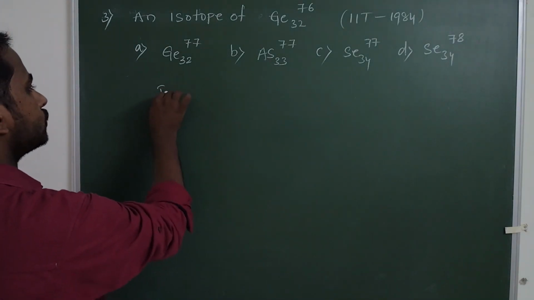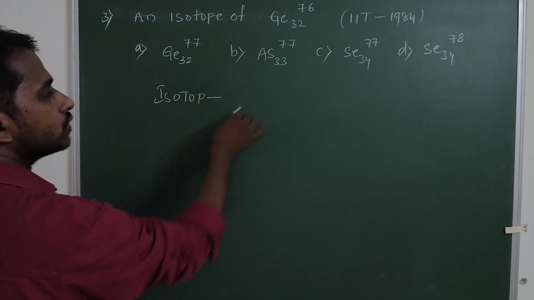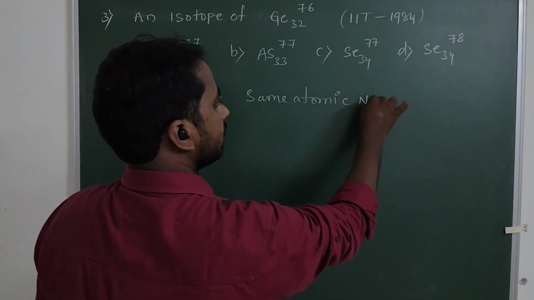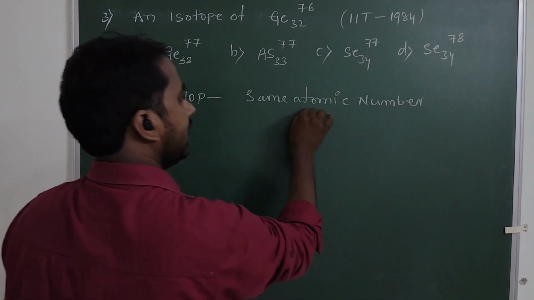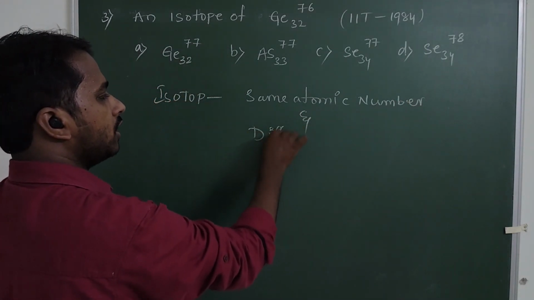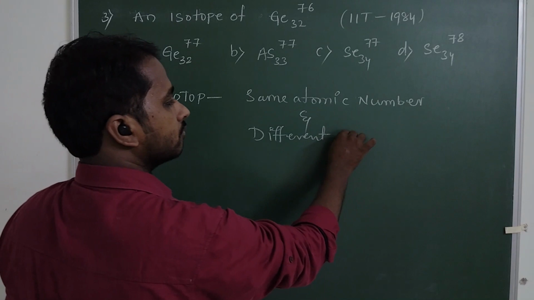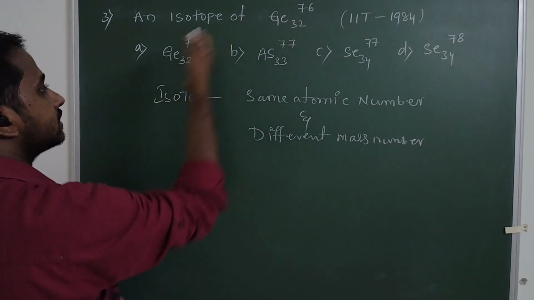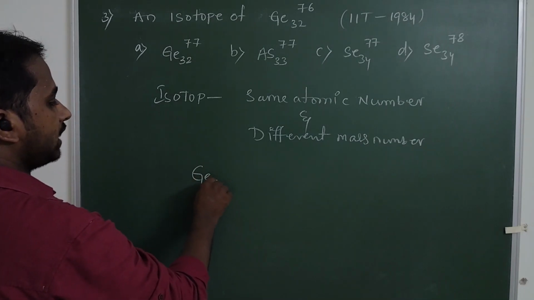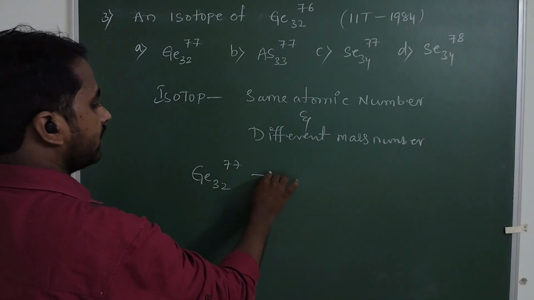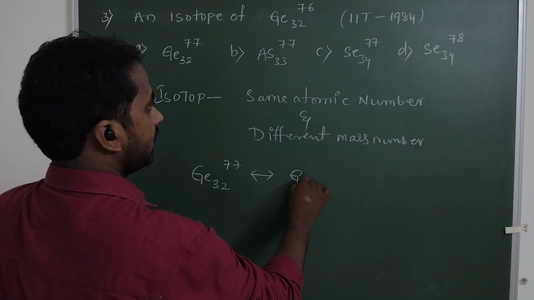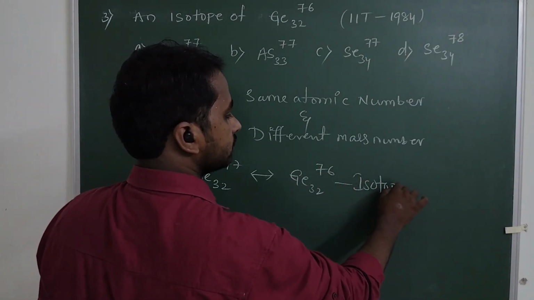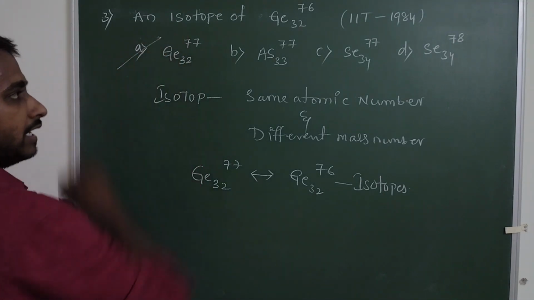The question is an isotope of germanium 32 and 76. Here we should know what an isotope means: isotopes have the same atomic number and different mass numbers. So the atomic number is the same, which means germanium 32 and 77 and germanium 32 and 76 are isotopes of each other. So the answer is A.